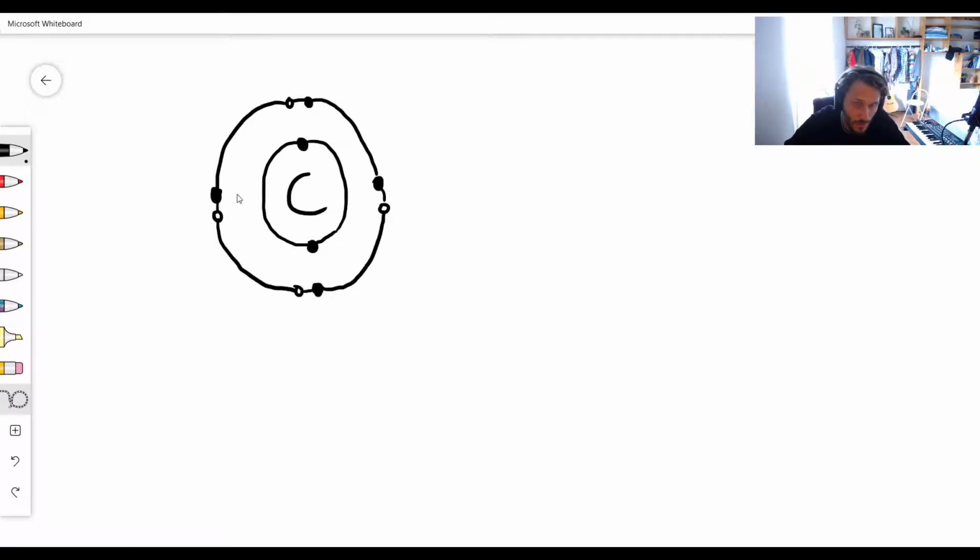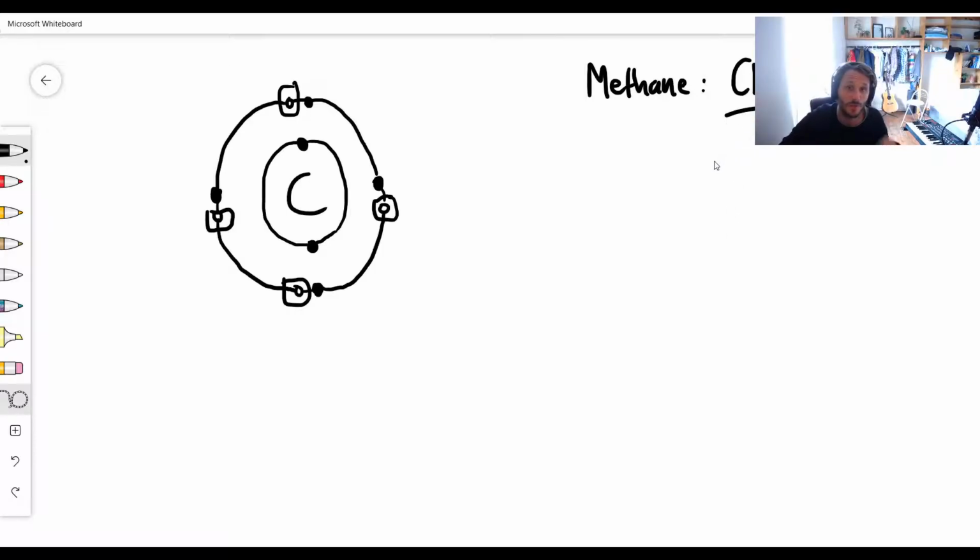So this is carbon, right? So if you think about it, we have potentially this space, this space, this space, and this space to fill. So if you look at a compound like methane, methane has the chemical formula CH4. I wonder if you can draw this compound in terms of the electron configuration. Pause the video and have a go yourself. Okay, did you get this?